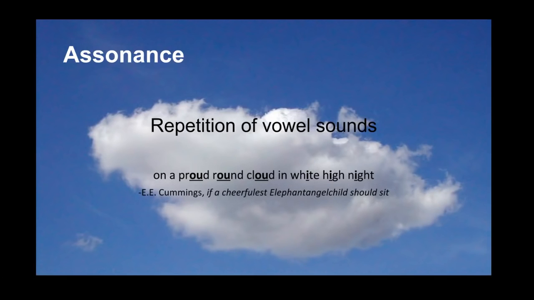Now, proud and round do not rhyme, but the vowel sound "ow" is used repeatedly for the phonetic effect. Similarly, the vowel sound "I" is used in white, high, and night.